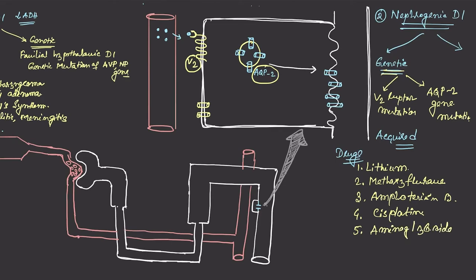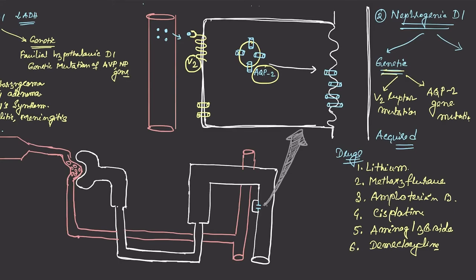Aminoglycosides like amikacin or kanamycin are nephrotoxic drugs, right? And these can cause nephrogenic diabetes insipidus. Demeclocycline, which is a semisynthetic tetracycline derivative, can also cause nephrogenic diabetes insipidus.